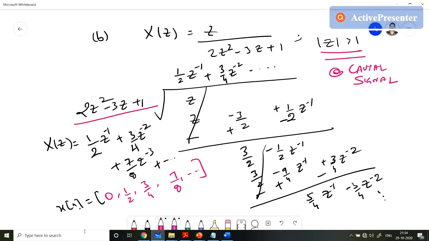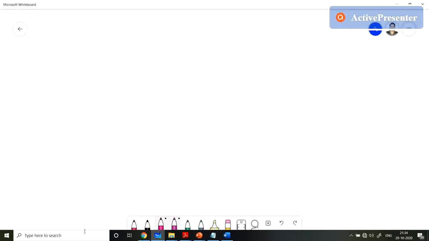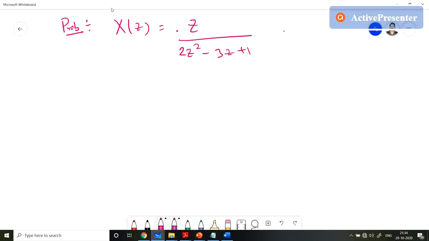So let us do another problem, and that problem also belongs to finding the inverse Z transform. The problem is we have X(z) equal to z divided by 2z square minus 3z plus 1, and the ROC is modulus of z less than 1 by 2.